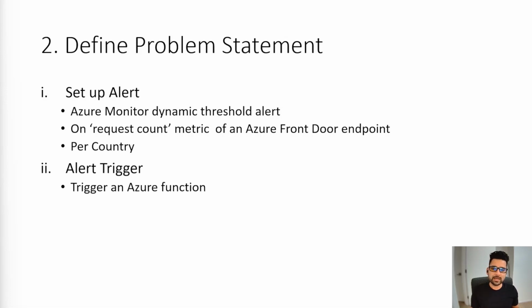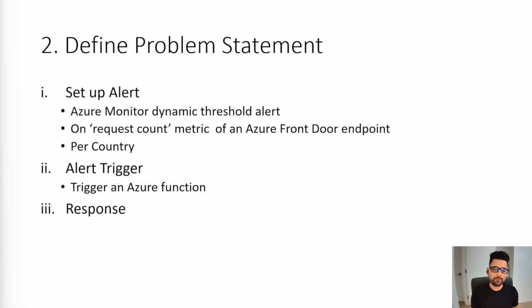Next, this alert is going to trigger an Azure function. This Azure function is going to be used to extract meaningful information from the alert, like the country in which the alert was fired, the baseline request count values at the time the alert fired, and it can also connect to the log analytics service and extract the IPs which were sending traffic at the time the alert fired.